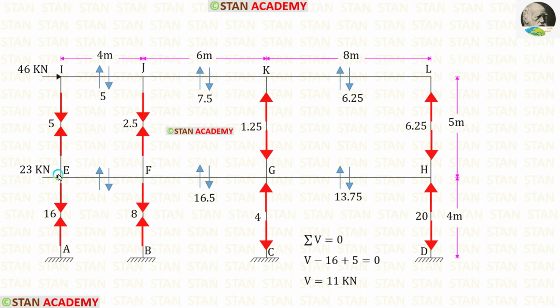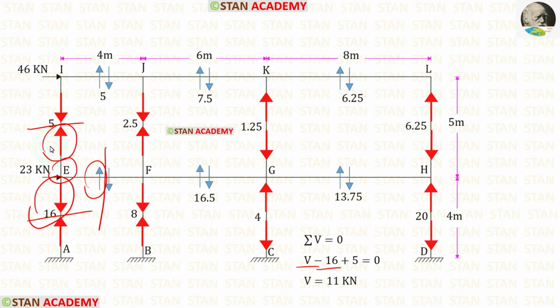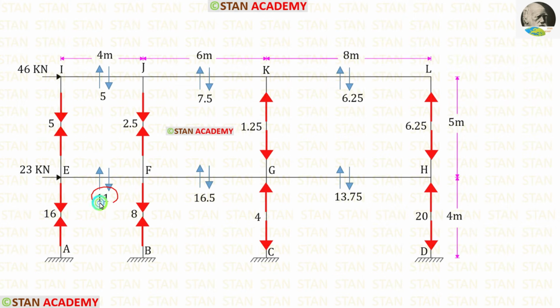Let us take the joint E. The shear force is acting upwards, so that will be positive. This force is acting downwards, so that will be negative. This force is acting upwards, so that will be positive. Finally, for V, we are getting 11 kilonewton. Let us enter that.